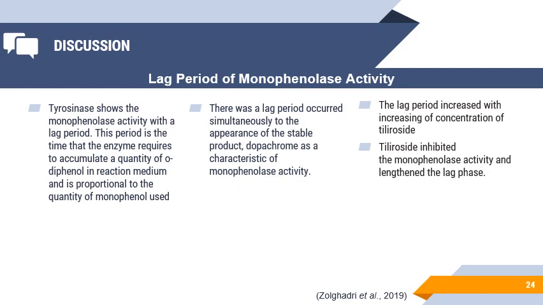For the discussion is the lag period of monophenolase activity. Tyrosinase shows the monophenolase activity with a lag period. This period is the time that the enzyme requires to accumulate a quantity of O-diphenol in the reaction medium and is proportional to the quantity of monophenol used. And the lag period occurs simultaneously with the appearance of the stable product, which is dopachrome, as a characteristic of monophenolase activity. The lag period increased with increasing concentration of Tiliroside.